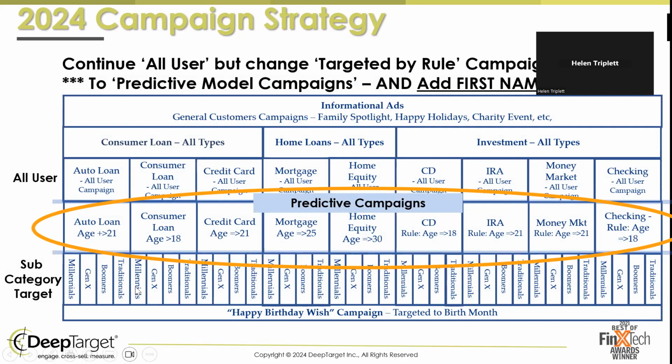You can use targeted by rule for those, but you can also do predictive campaigns. Let's just say you use the predictive model for investments for people who are 18 to 25, and then you might do a group that's 26 to 35 or something like that. So you might want to do age-based targeting there. There's no limit to the number of ways you can do this.